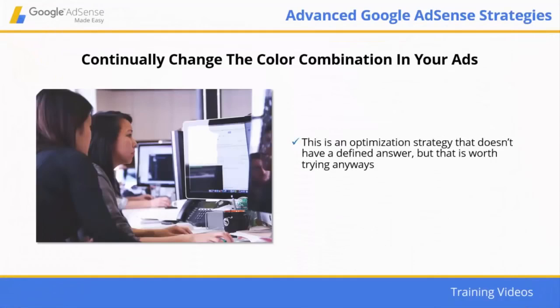Continually change a color combination in your ads. This is an optimization strategy that doesn't have a defined answer, but that is worth trying anyways. All you have to do is to change the color combination in your ads until you find the one that gives you the highest boost in clicks and earnings.